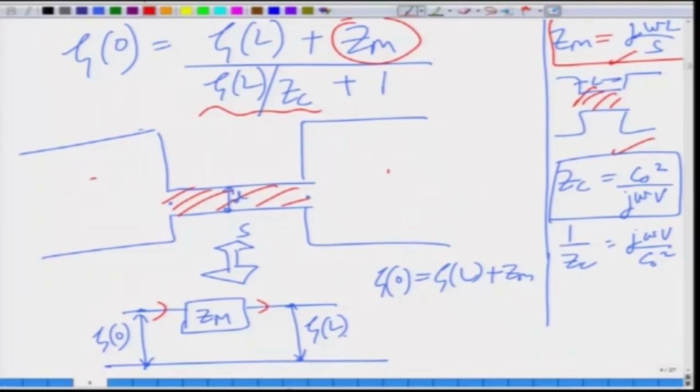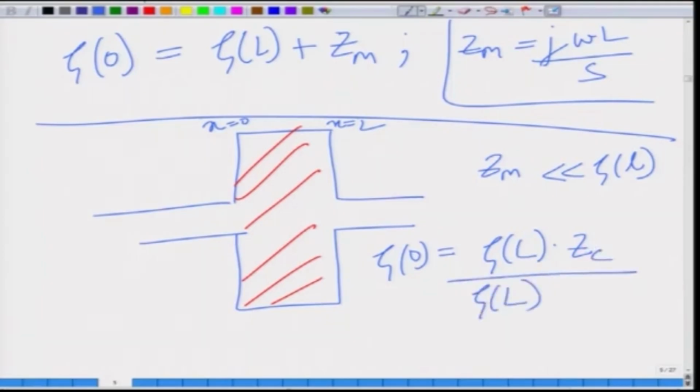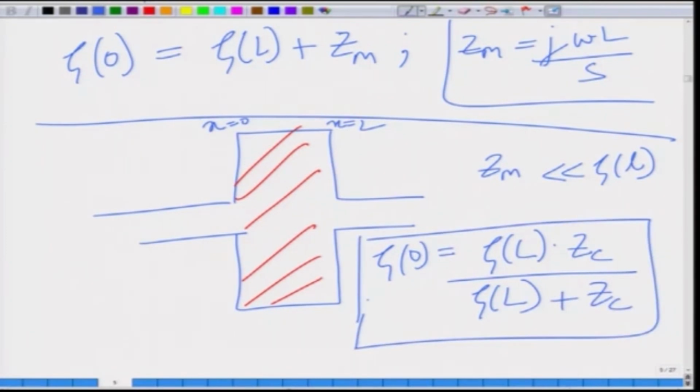In such a case, what we will get is that the equivalent impedance, zeta at x is equal to 0, is equal to zeta at x is equal to L into Zc by zeta at x is equal to L plus Zc. This is what we are going to get. That means the element basically has a compliance kind of behavior, and that acts like a shunt element.